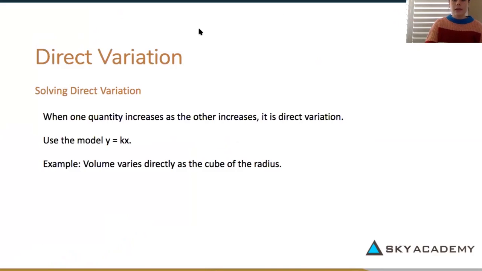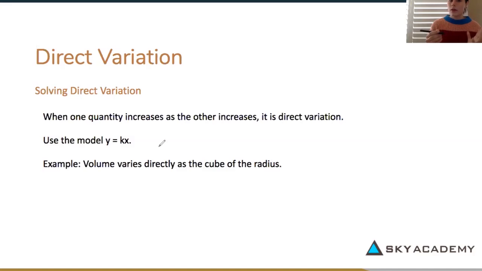Direct variation is when one quantity increases as the other increases. So we might have two quantities increasing. For example, the more food you eat, the heavier you may weigh. That's two increasing variables together, so it is direct variation.